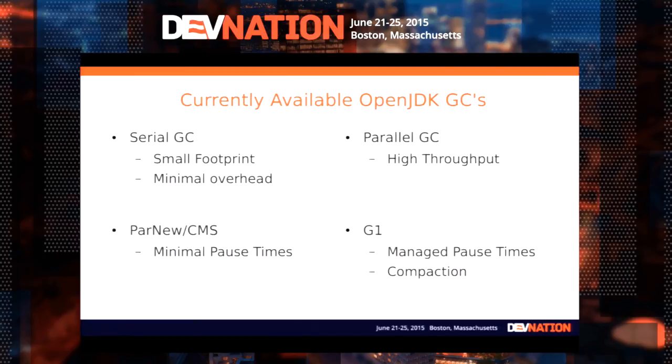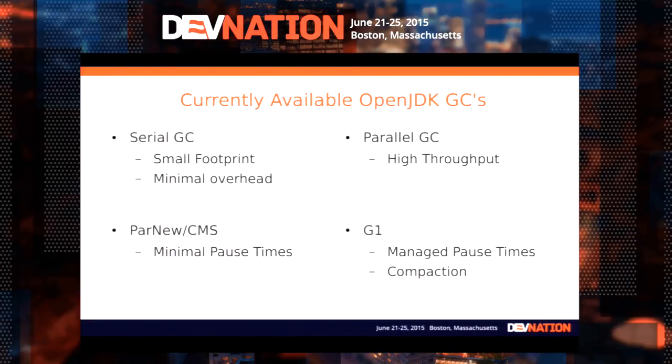So how do I compare and contrast this to what's out there now? Currently, there are 4 possibilities for what you can run when you run OpenJDK. You can run the serial garbage collector, which has small footprint, small overhead, and uses a minimal amount of resources. So let's say you were running 20 VMs on your server. You might want to run the serial GC because that's the most predictable and the smallest use of resources.